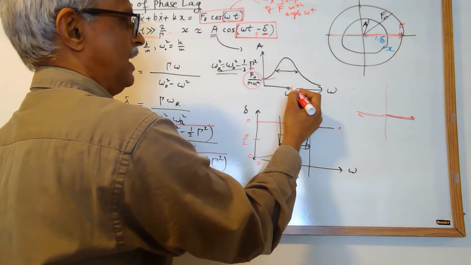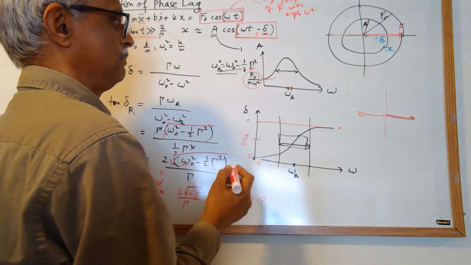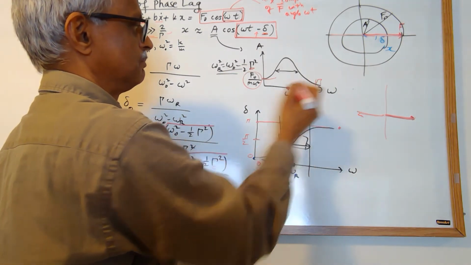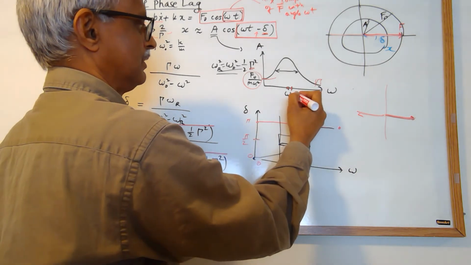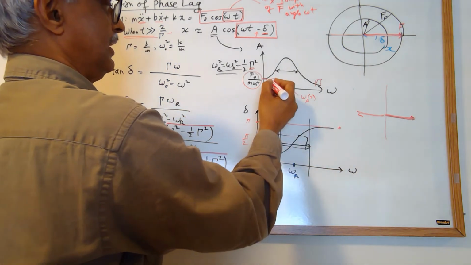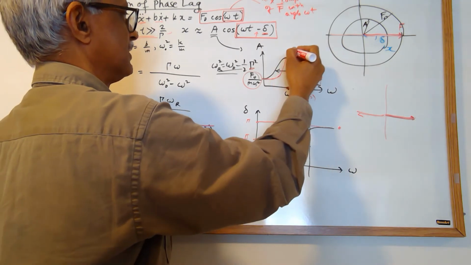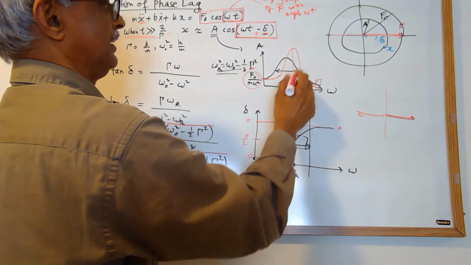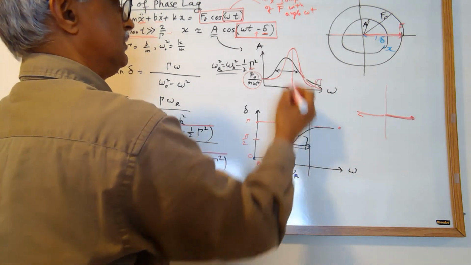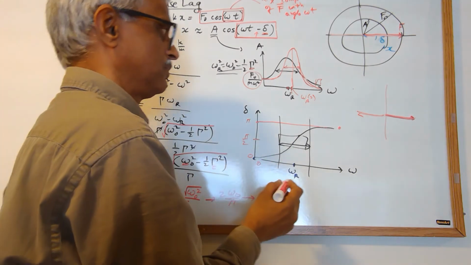So if I make gamma bigger, say this was some value gamma 1, and this is omega r for gamma 2, the peak will move a little bit. This will be the peak now, and the peak will be higher, and it will be narrower. So same thing happens over here.